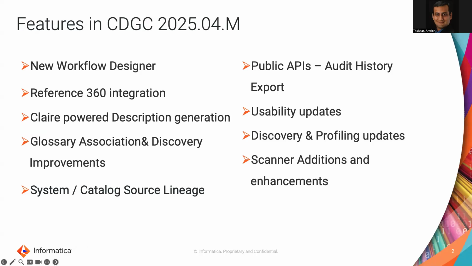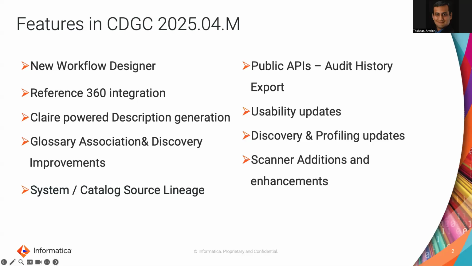We are also bringing in Reference 360 integration. So if you are using Reference 360 and want the reference data to be associated and seen in data governance and catalog, this will allow you to do that. We are also starting and embarking upon a journey around generative AI with the glossary description as well as dataset data element description generation as an option. We have also made a number of improvements to glossary association algorithms and also discovery improvement side of things.